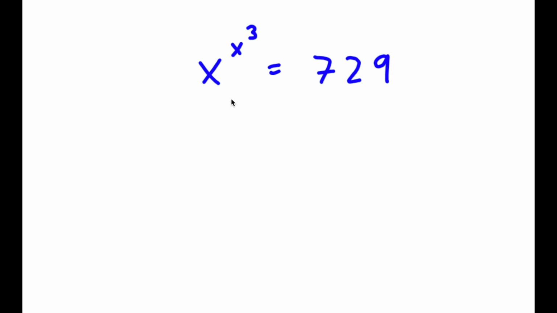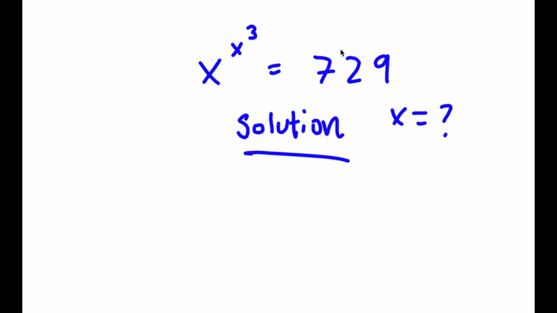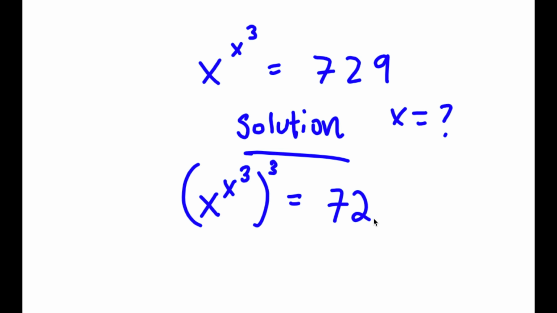Alright, so in this problem, I have x^(x³) = 729. So for my solution, I obviously want to find the value of x. So I'm going to start by taking the power of 3 on both sides. So now I have (x^(x³))³ is equal to 729³.